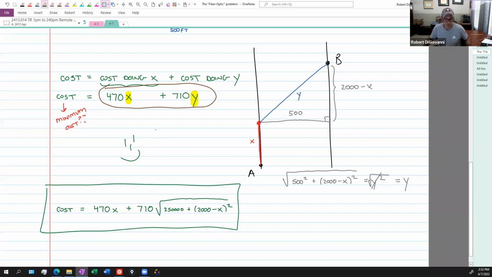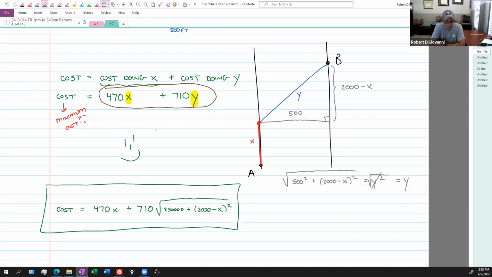Your boss is going to take you out for beers later, because now you have a cost function that you can find the minimum of. Because, right, this is a function of x. If you can take the derivative of this and set it equal to 0, you will find what x should be to make that the smallest it can possibly be. All right.